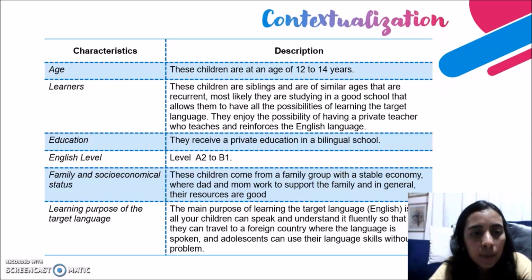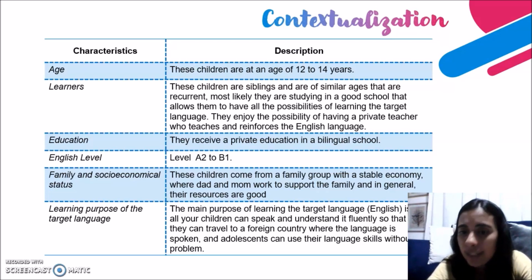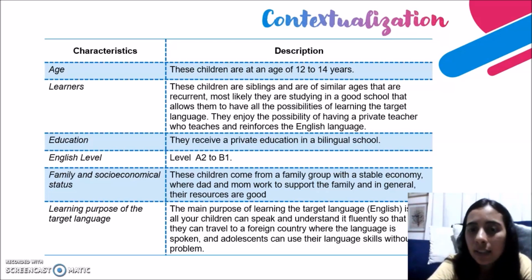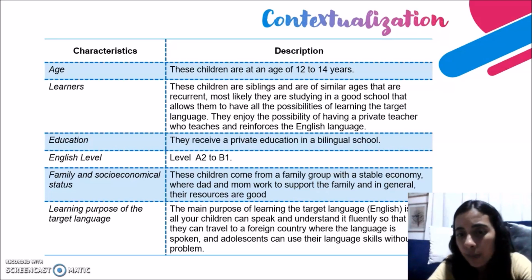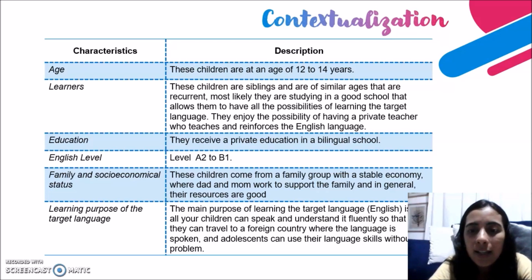And finally, the learning purposes of the target language. The main purpose of learning the target language, which is English, is that these children can speak and understand the language and be able to speak fluently, so that in the near future they can travel to a foreign country where the language is spoken and use their language skills without a problem.